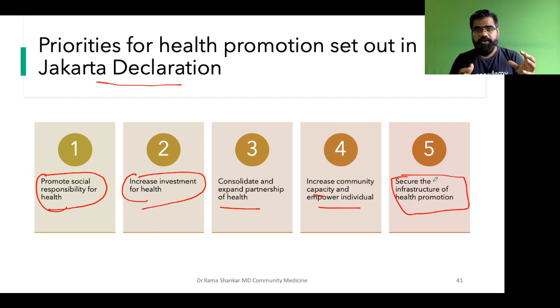Fourth, if you don't involve the community, if you don't increase their capacity, if they don't understand the different small components of health, it will be difficult for them to comprehend. So can we raise the community capacity? Can we empower individuals, make them well aware, self-dependent? And last, can we secure all those infrastructures involved in health promotion? Okay, so these were the important priorities in the Jakarta Declaration.